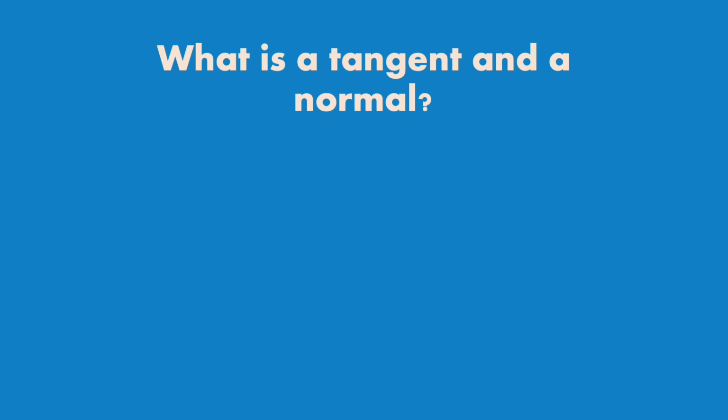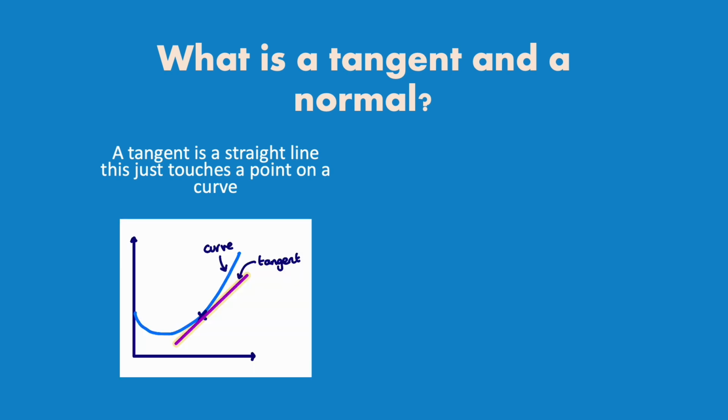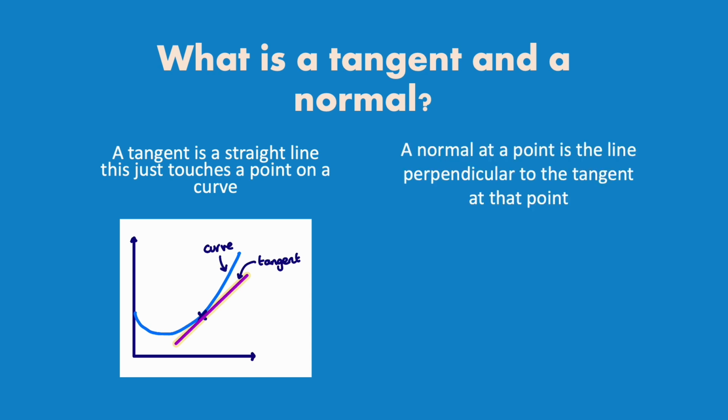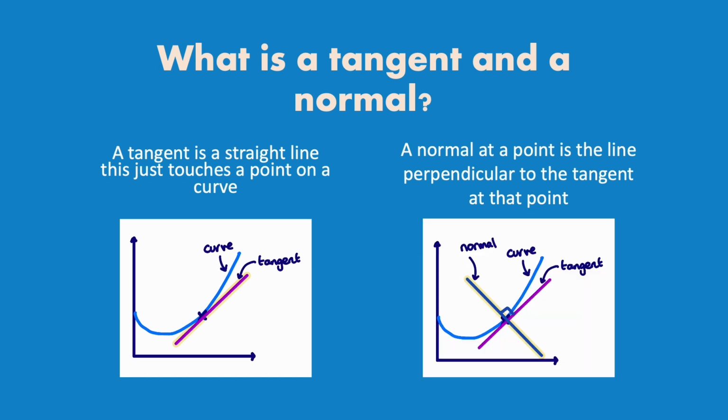So first off, let's just recap. What is a tangent and what is a normal? So a tangent is just a straight line that just touches a point on a curve. So you can see it here in this diagram, a little curve and a tangent. So a normal, on the other hand, at any point is just the line perpendicular to the tangent at that point.